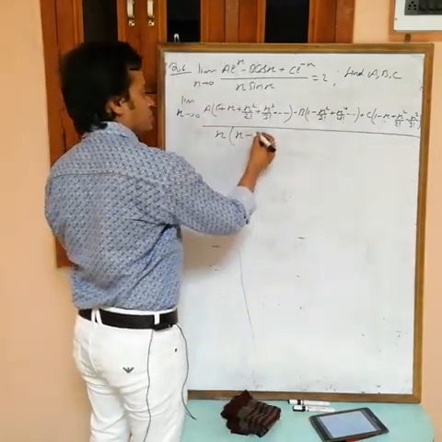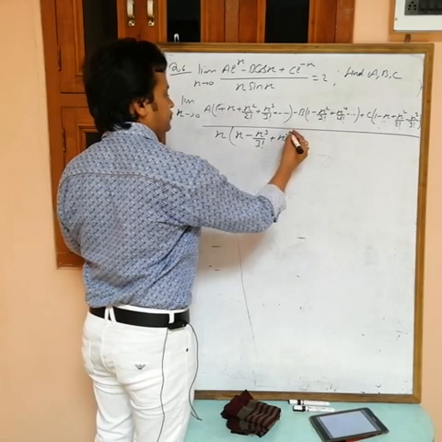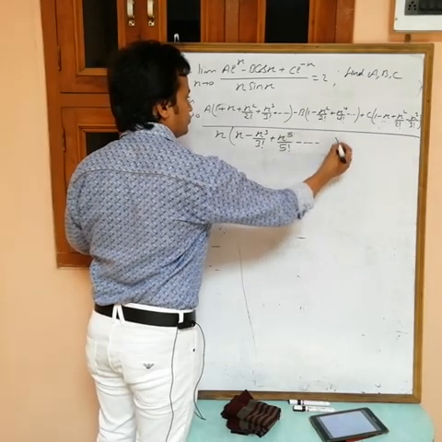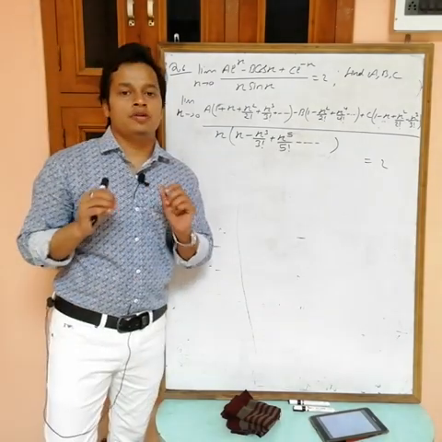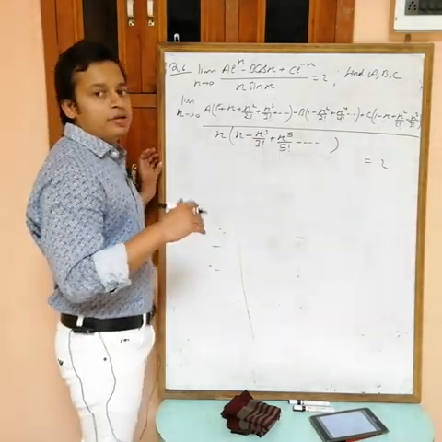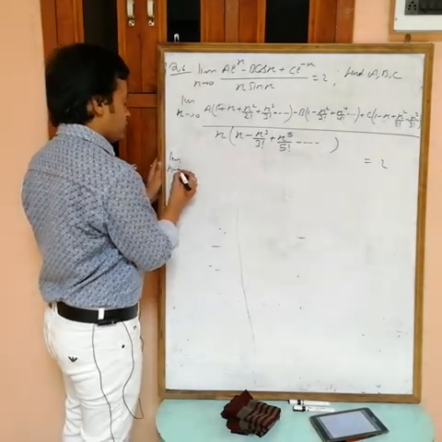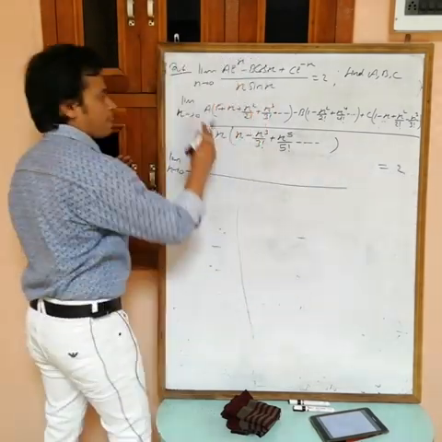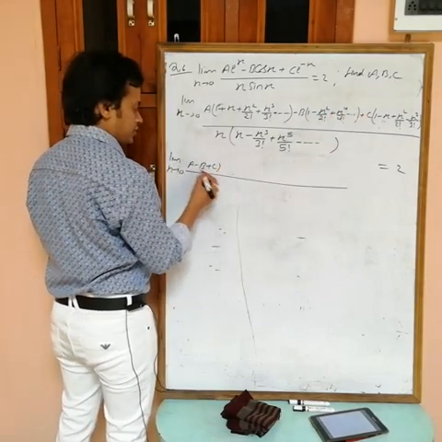In the denominator, x sin x, that is x times (x minus x cube by 3 factorial plus x power 5 by 5 factorial), is equal to 2. Again, numerator and denominator are both in terms of x. Now first arrange the numerator in terms of x: constant term, terms of x, terms of x square, like this. First the constant term: a minus b plus c.